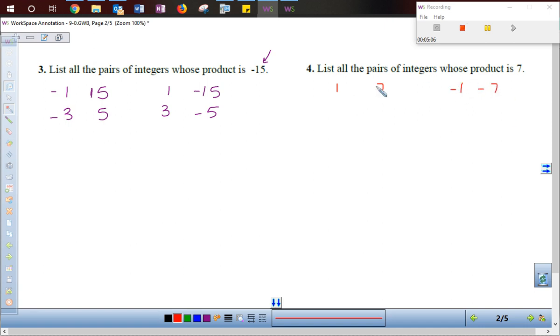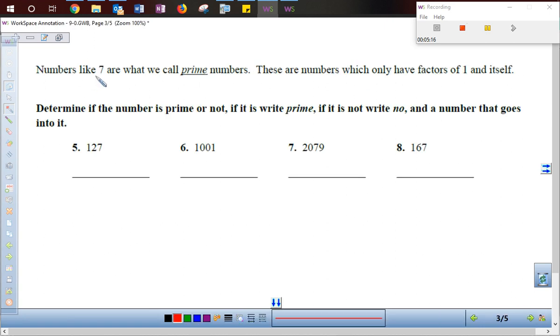Well, this is interesting because the factors of 7 really just end up being 1 and itself. Numbers like that are what we call prime numbers. These are numbers which only have factors of 1 and itself. And prime numbers are infinite. We don't know how many there are. We have not found a definite amount where it ends. There's not really any pattern to them. But prime numbers only have factors of 1 and itself.